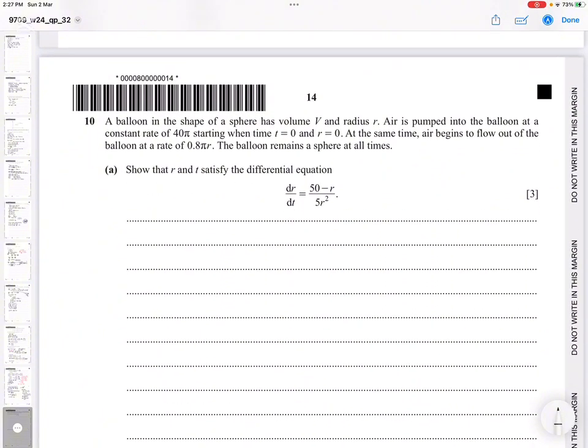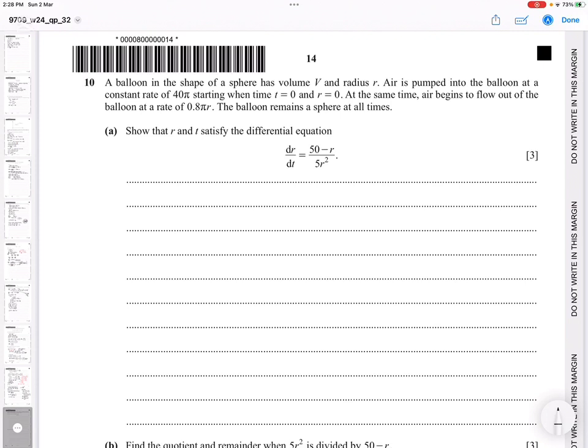Question number 10. A balloon in the shape of a sphere has volume V and radius r. Air is pumped into the balloon at a constant rate of 40 pi starting when time t is equal to 0 and r is equal to 0. At the same time, air begins to flow out of the balloon at a rate of 0.8 pi r. The balloon remains a sphere at all times. Show that r and t satisfy this. Interesting question.